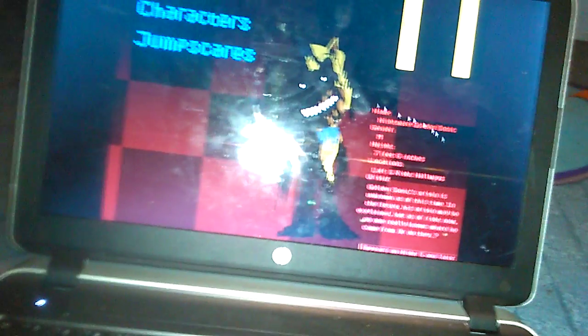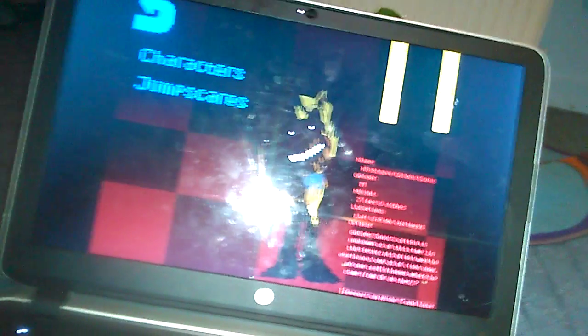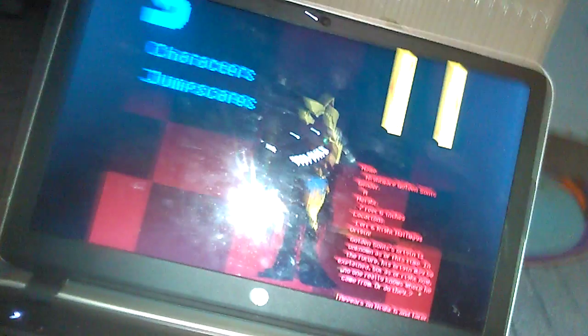The Toy Mare, gender male, height 10 feet. I don't blame you for putting that there. I mean, look at that. Appears night three and later. Nightmare Golden Sonic. Gender male, height gold. 7 feet 6 inches. Locations left and right hallways. Appears night five and later.